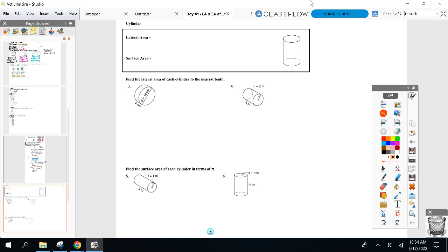So lateral area. Didn't we just say for lateral area you had to pop off the bases? So think about it. Pop off the circle on the top and pop off the circle on the bottom. Don't I still have a cylinder left? So how can I ask you guys to find the area of that? What's left, if they're not rectangles like the last problem?